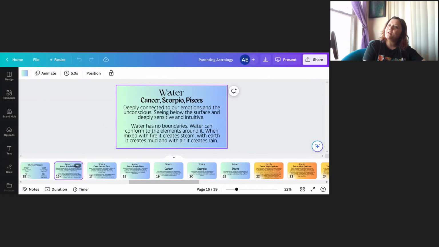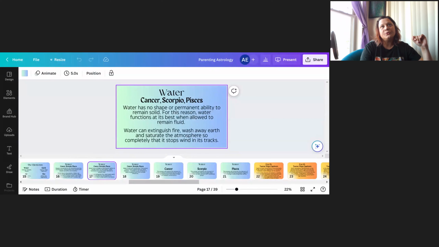So that's the way I want to really visually show this information, is when interacting, and especially when seeing the contrast with parenting, the visualization of these elements in nature is going to be the most beneficial. And since water has no shape or permanent ability to remain solid, it functions its best when allowed to remain fluid. So this information I like to point out in regards to heavy earth energy.